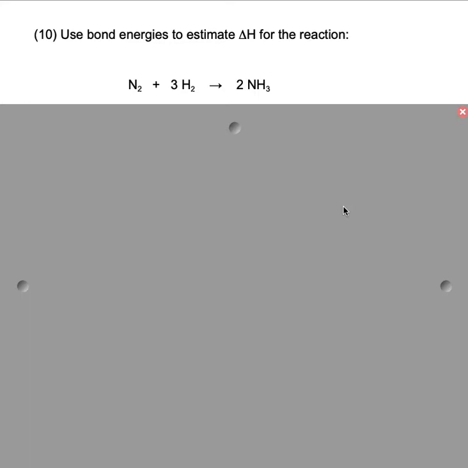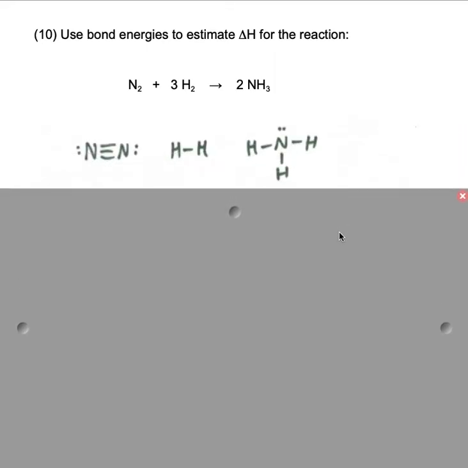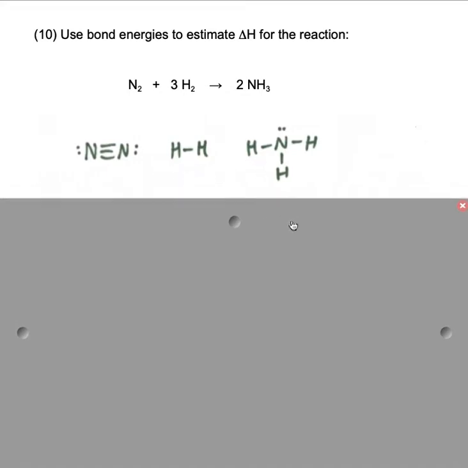Let's use the bond energies to estimate the enthalpy change for the formation of 2 moles of ammonia from 1 mole of nitrogen and 3 moles of hydrogen. In these problems, you need to know not only how many bonds are present in your reactants and products, but what types of bonds they are. So it's really important to first draw out the Lewis structures so you know what kinds of bonds you're dealing with. So in this reaction, we've got a nitrogen-nitrogen triple bond, a hydrogen-hydrogen single bond, and 3 nitrogen-hydrogen single bonds.